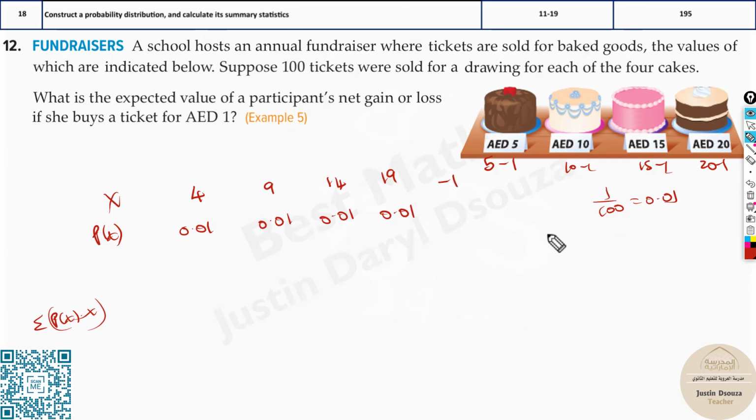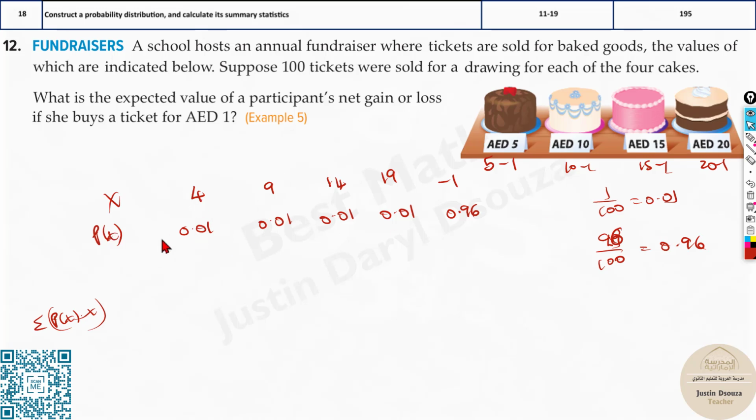Now here you might be thinking, oh, it's 0.99, right? No, there are 4 prizes. It's not 99 by 100, because there are 4 prizes. See, 1, 2, 3, 4. If you add this up, it'll be 0.04. So it'll be 96 by 100, that is 0.96. 1 minus the sum of these, that'll be 0.96 probability. That'll be a loss. Now you just have to multiply and add them all up.